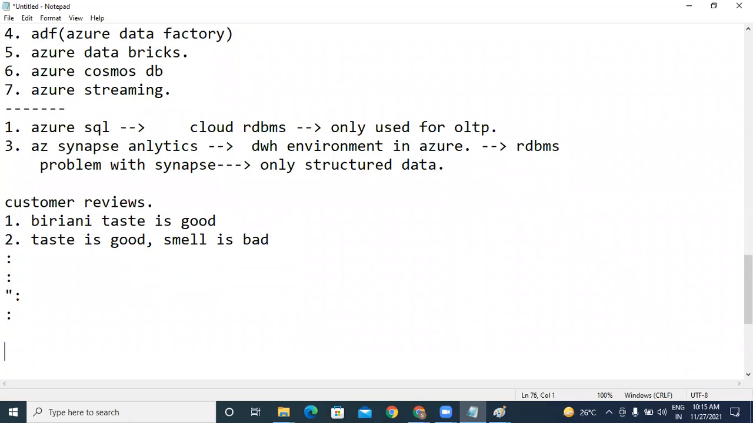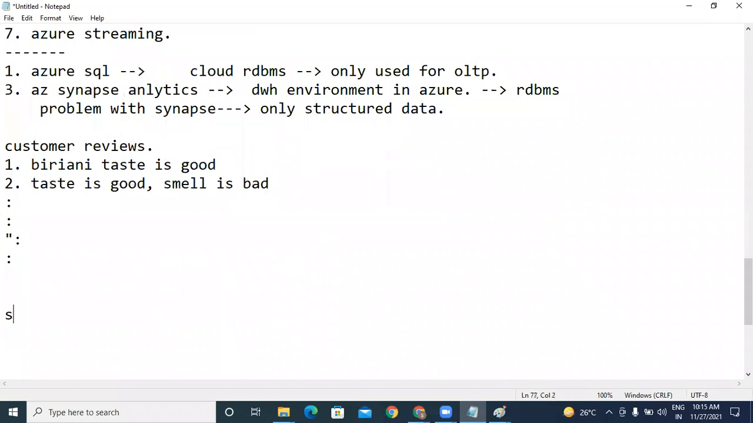Now I want you to write a SQL query. How many customers are positive? How many customers are negative? Can you write a query? You cannot write it.